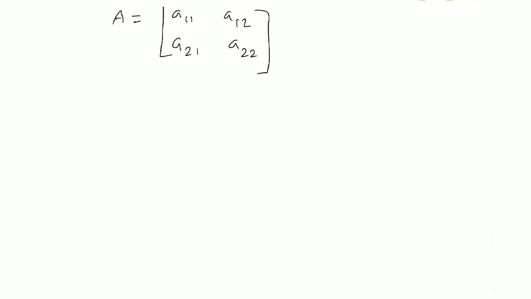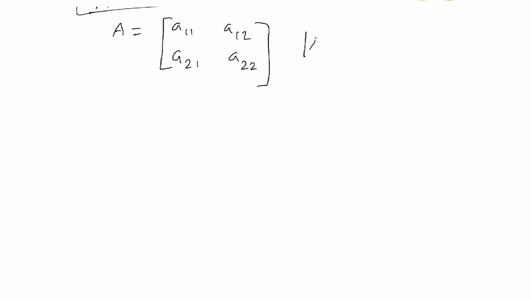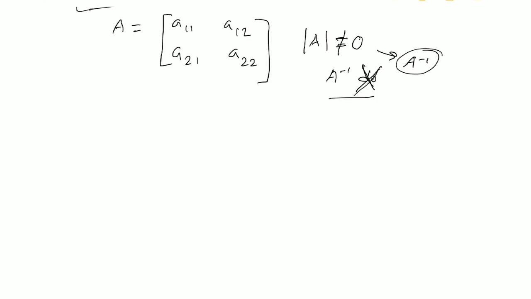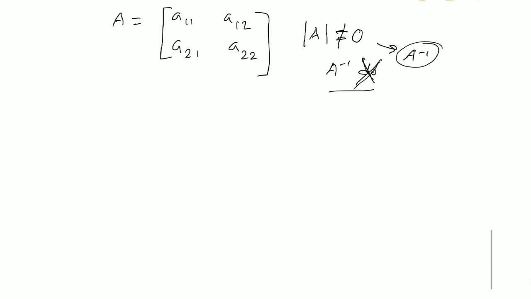Okay. Now the first step is to find the determinant of A. If you find the determinant of A to be 0, then the inverse of A does not exist. But if determinant of A is not equal to 0, then A inverse exists and it is unique. Remember, this is the first step in finding the inverse of a matrix using this determinant method. Okay, now the second step.